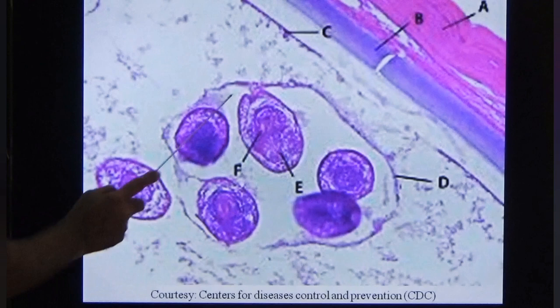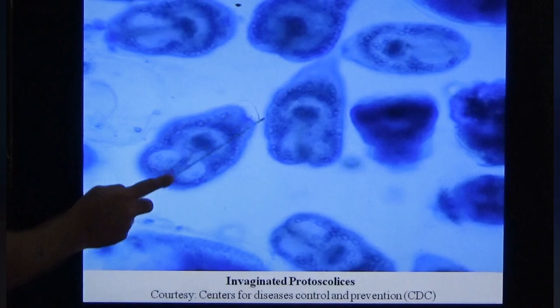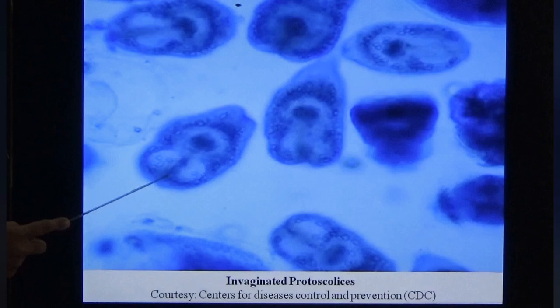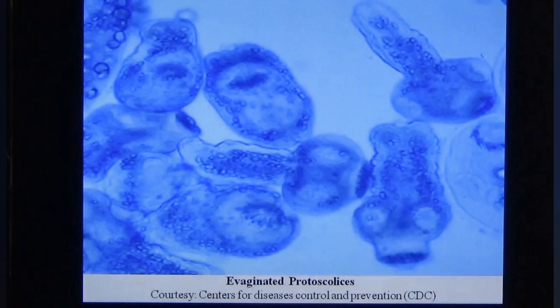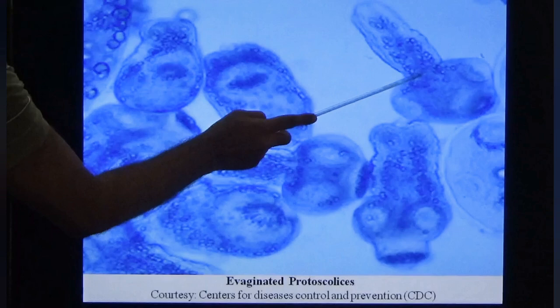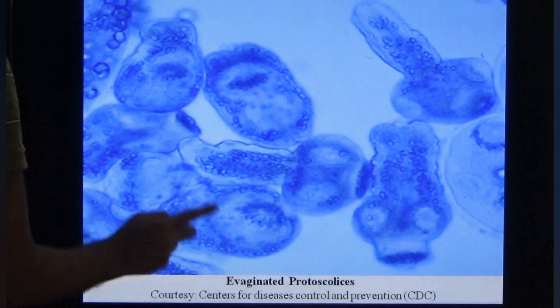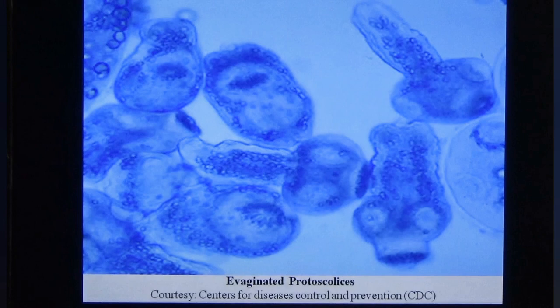Okay. And inside the brood capsules, there is a head. The head is pushing inwards, so it is known as the invaginated protoscolex. You can see it here, there is this one and this one. Okay. When the head comes outside, that is known as the evaginated protoscolex. Okay, this is the invaginated and this is the evaginated.